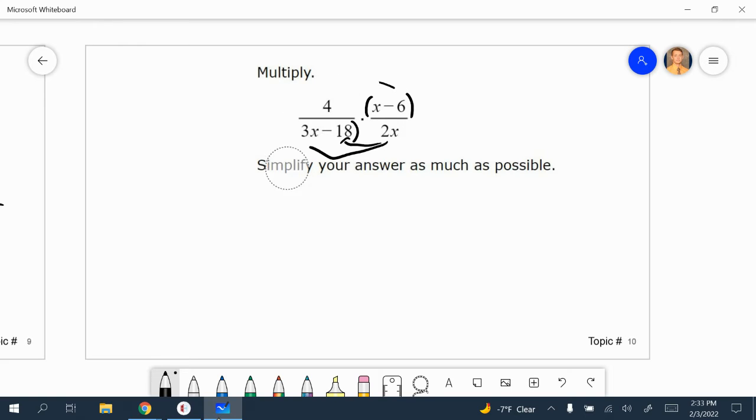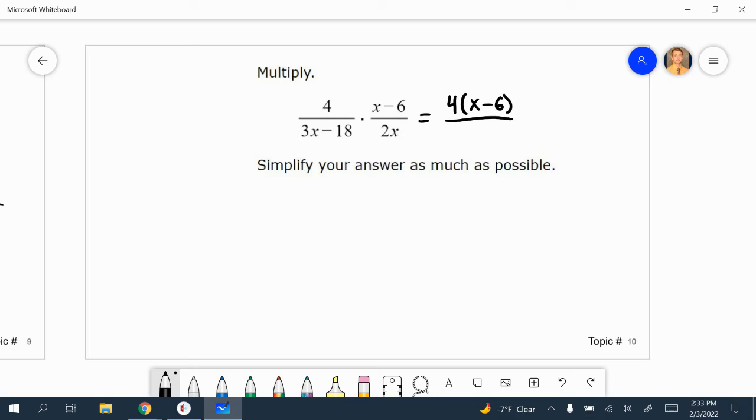Okay, so we're going to look at topic number 10 here. And before we get started with it, let's just focus on what's happening. We're going to multiply two fractions together. So when I multiply fractions, it's top times the top and bottom times the bottom, which means I could rewrite this as 4 times x minus 6 for the top. And then the bottom, we could do that 3x minus 18 times 2x.